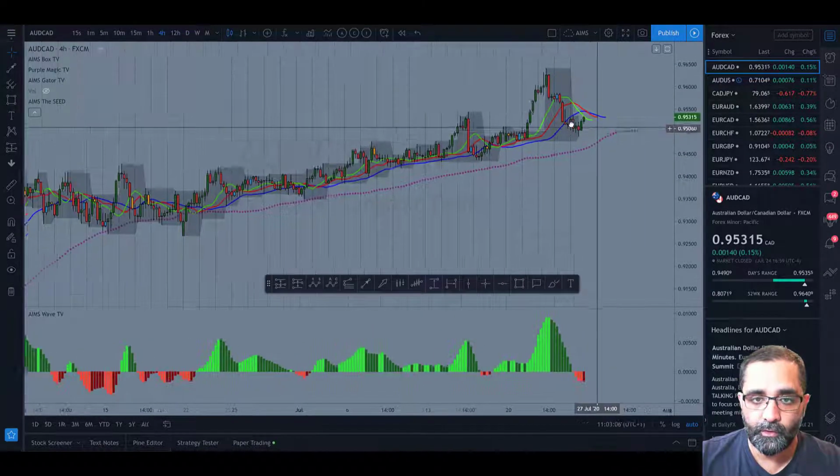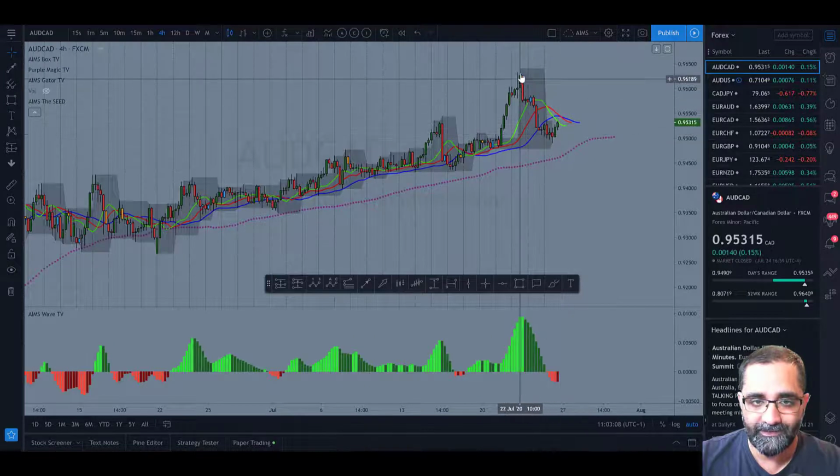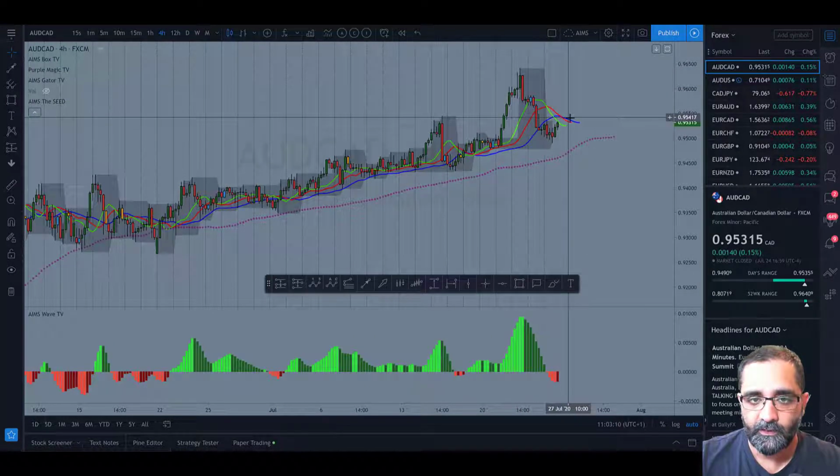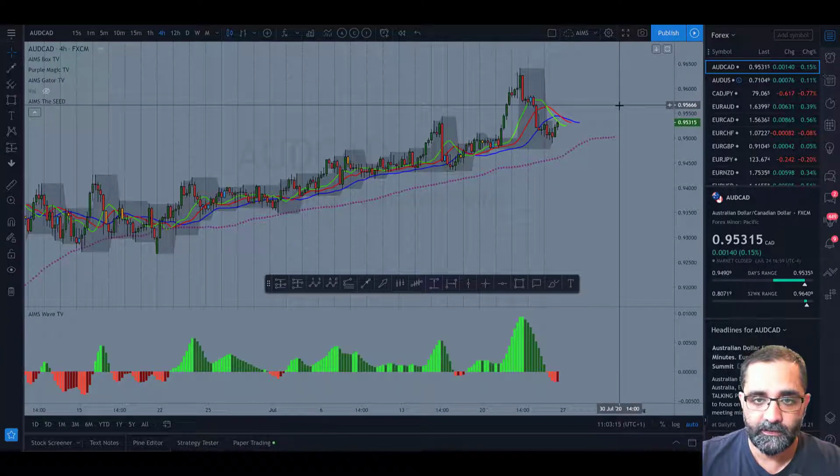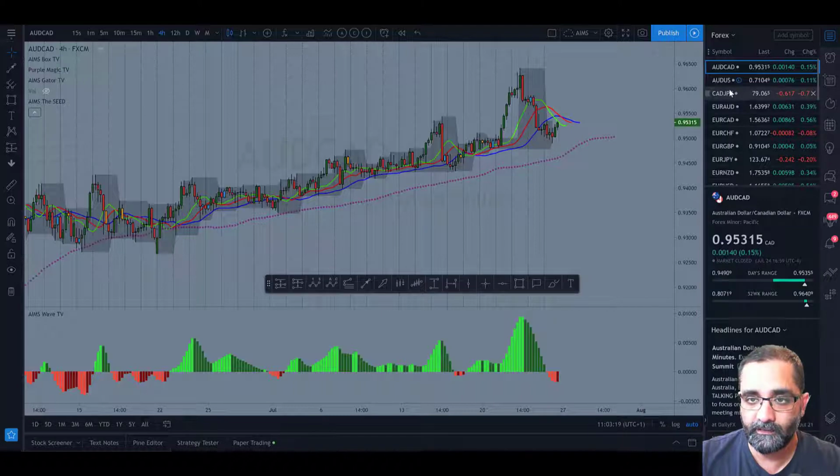This also could produce a setup 1, but this pullback is a little bit too much. So we'll see what it does. But based on the Australian dollar analysis, we'll see where Australian dollar is, and then we can see where Australian dollar Cad can be traded.